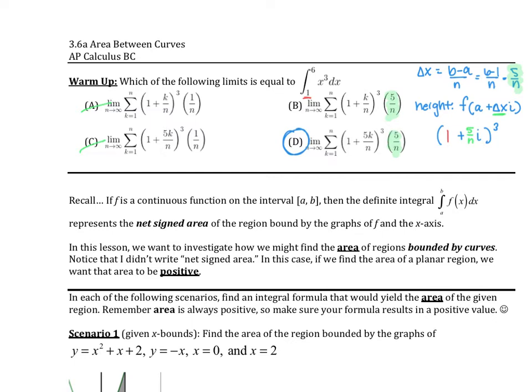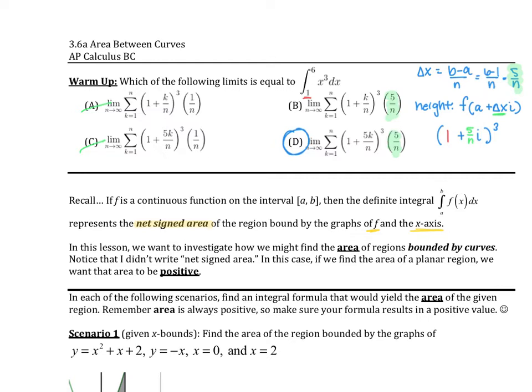Now, before we go on and actually look at area between the curves, I want you to think back to what we talked about, what a definite integral represented. Remember, a definite integral represents the net signed area of the region bound by the graphs of f and the x-axis. This is important. So the function and the x-axis. What we're going to do today is try to figure out how we can find the area bounded by curves, but not the net signed area, not the result of the positive and the negative added together. We want just the total area, as if it were a geometric shape we were taking the area of.